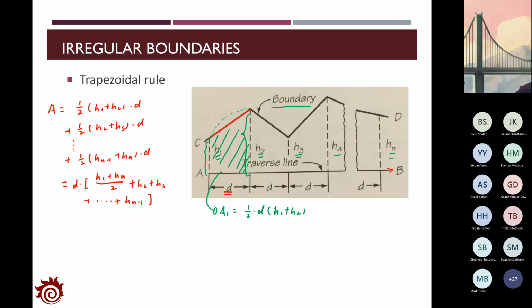You can apply this rule to get the areas directly. This is for the case where you have n minus 1 intervals in total, and you have the heights h1 to hn that you can estimate for the boundary lines. So that's the trapezoidal rule. It is one of the approximations for irregular boundaries.